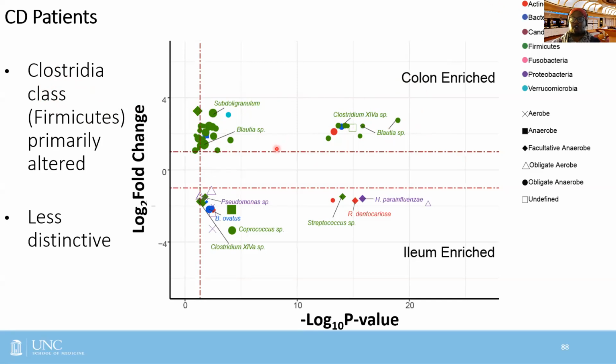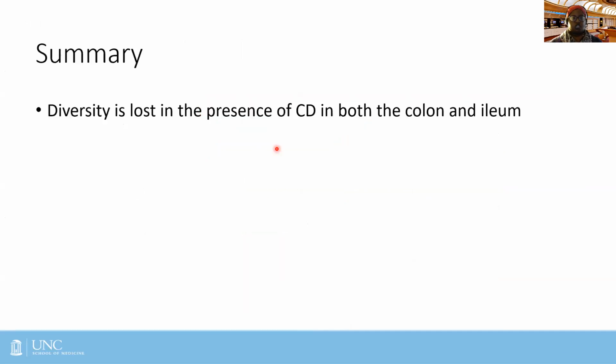There also seems to be an overall less distinctiveness between the colon and ileum, which seems in line with the aerotolerance analysis, where we're seeing the ileum environment from an aerotolerance perspective becoming more colon-like. So in summary, diversity is lost in the presence of Crohn's disease in both the colon as well as the ileum.